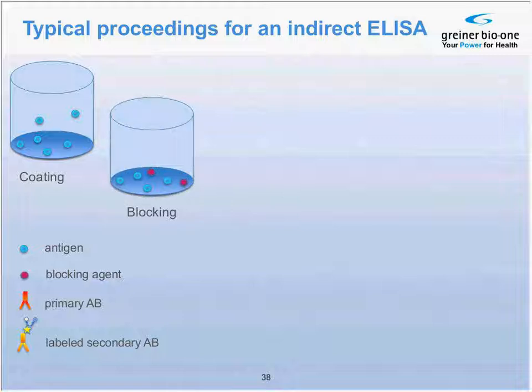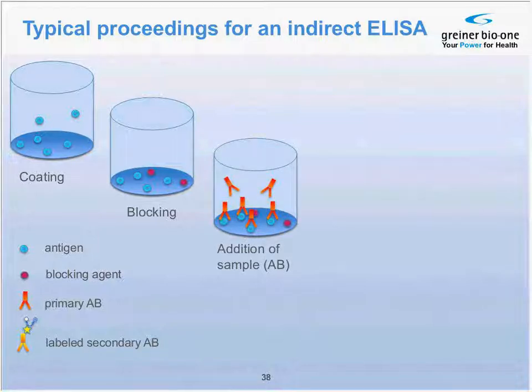In the blocking step, binding sites still free after coating are blocked to avoid unspecific binding later on in the assay. Commonly used blocking reagents are BSA, gelatin, casein, or commercially available blocking reagents.